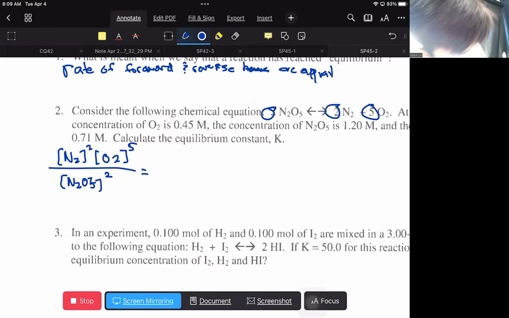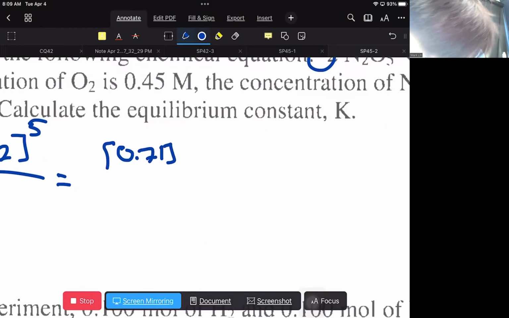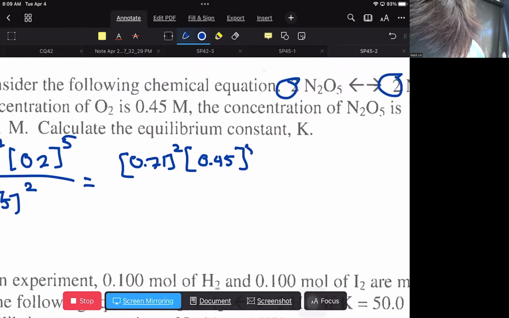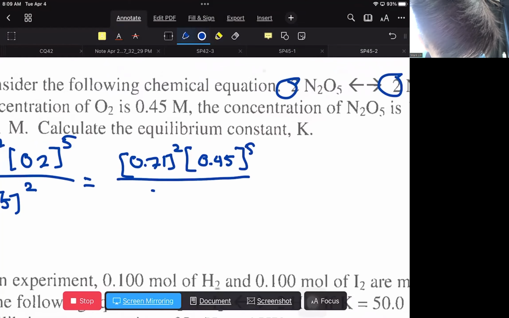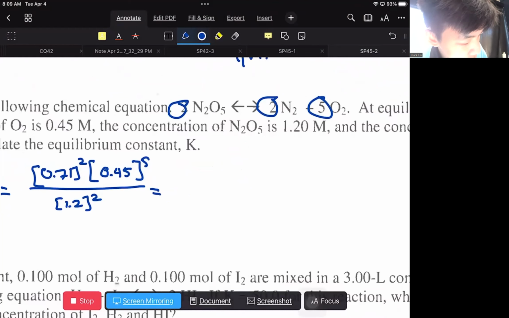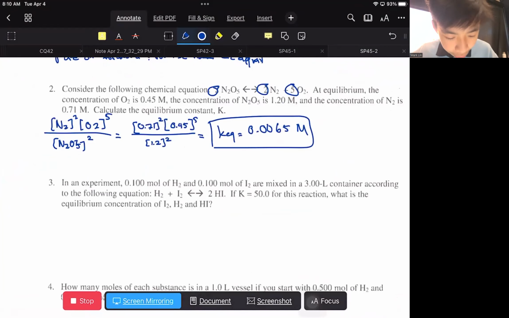So you multiply all this out. For N2, it's 0.71 squared, times 0.45 to the 5th power for O2, all over 1.2 squared. And this, my friends, is going to give you a K equilibrium of 0.0065 molarity.